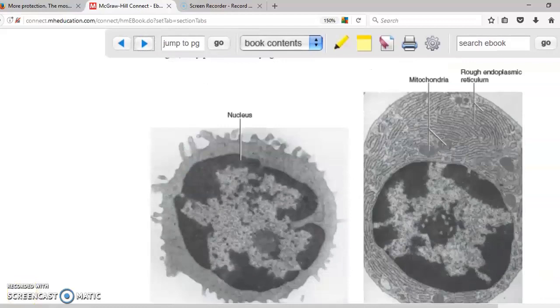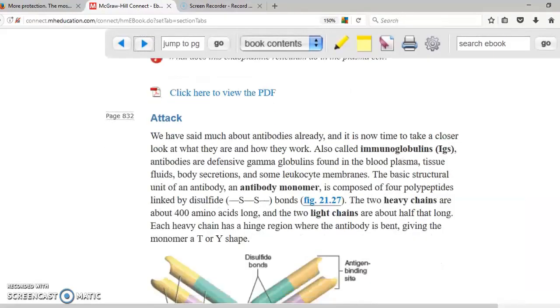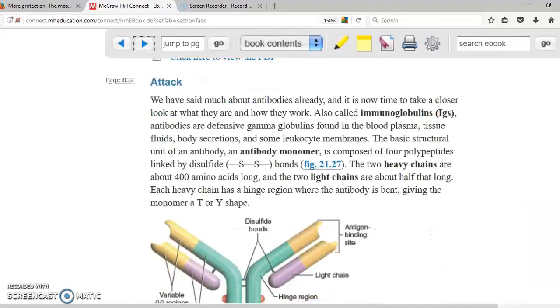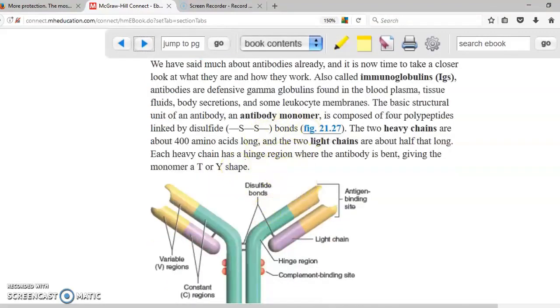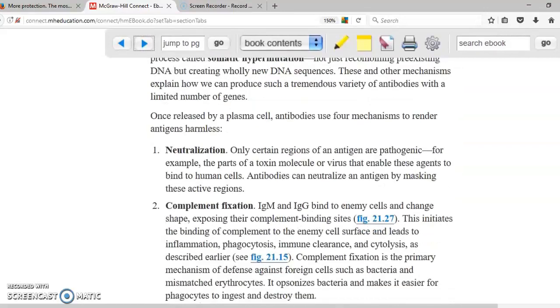So you have here two pictures, one of them showing the B cell, and here you have the plasma cell, which is obviously larger, right? It has a whole bunch of Golgi apparatus in here. So right here we have the antibody. Skip this part for a second, and let's take a look at how the antibodies are going to stop the antigens, or how they're going to make them not responsive, unable to initiate an immune response.